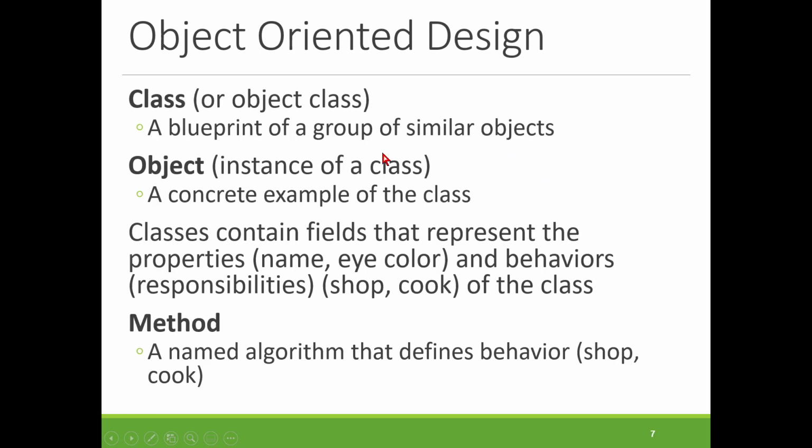Here we go. So let's talk about class versus object. An instance is an object. So the class. Let's talk about the person class, the people class. The class is a blueprint of that type of object. So the person class is a blueprint saying that a person has a name, a person has an eye color, a person can shop, a person can cook.